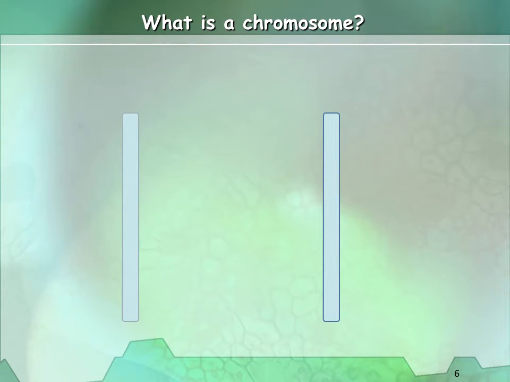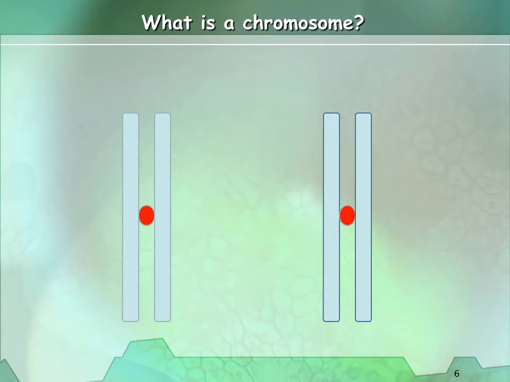So what is a chromosome? Well, when 2 sister chromatids join together by a centromere, we'll call this a chromosome.